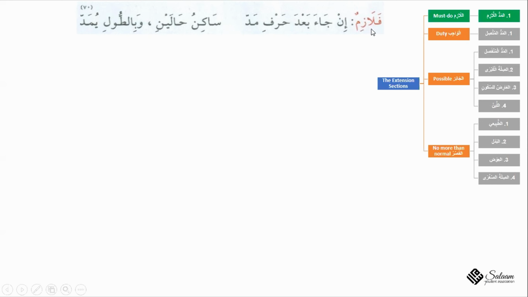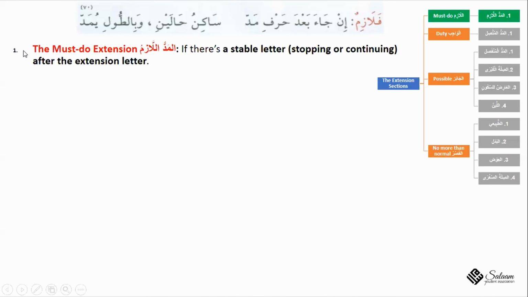And going back to the poetry, we always go back to Muqaddimatul Imam ibn al-Jazari. He said, فَلَازِمٌ. He is continuing. If you remember last time, we took line 69, which is defining the sections of the tanween. And then he started to describe every section. So now in line 70 we have falazimun, which is the first one. Falazimun in jaa ba'da harfi mad sakinu halayni wa bitul yumad. We are going to go into this inshallah.